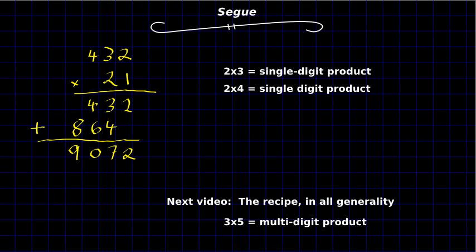At this point, you've seen all the basic ideas needed for long multiplication, with one slight limitation. So far, every time we've done a short multiplication problem, the product has been a single digit, such as 2 times 3 is a single digit, 2 times 4 is a single digit. In the next video, we'll see how to handle multi-digit products, such as 3 times 5 is 2 digits. At that point, we'll have achieved an important goal. We will have a completely general algorithm. You'll be able to multiply any integer by any integer.